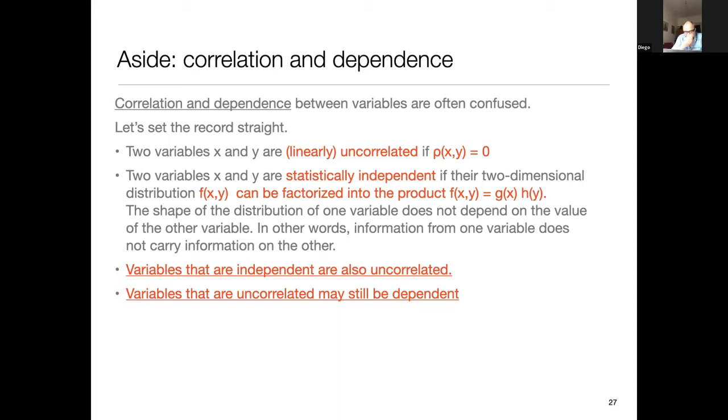So these 2 quantities are statistically independent only if their 2-dimensional distribution, f of X and Y, can be factorized into the product of 2 one-dimensional distributions. So f of X and Y is actually the product of g times h, which means basically that the shape of one of the distributions does not depend on the value of the other. In other words, information from one variable does not provide any information on the other. And you have to remember that variables that are independent are also uncorrelated, but variables that are uncorrelated may still be dependent.